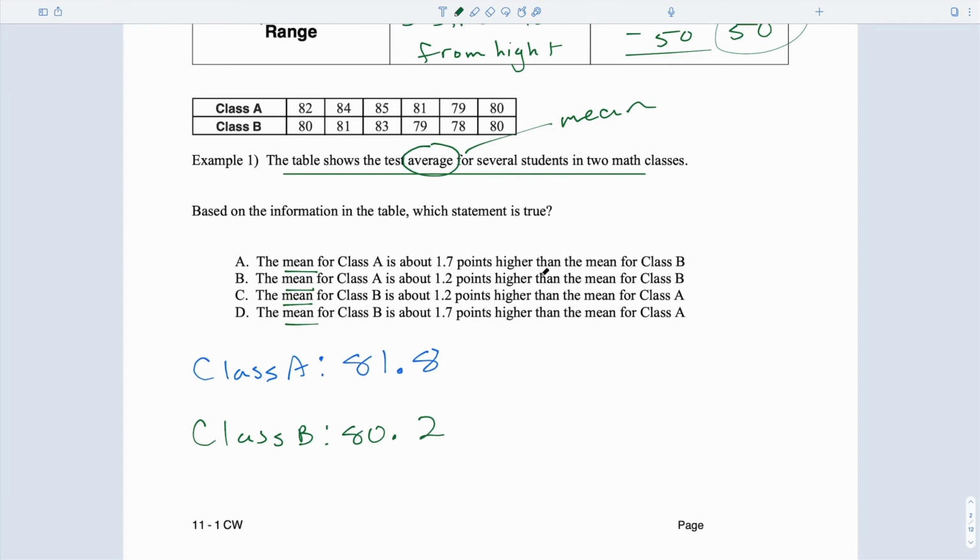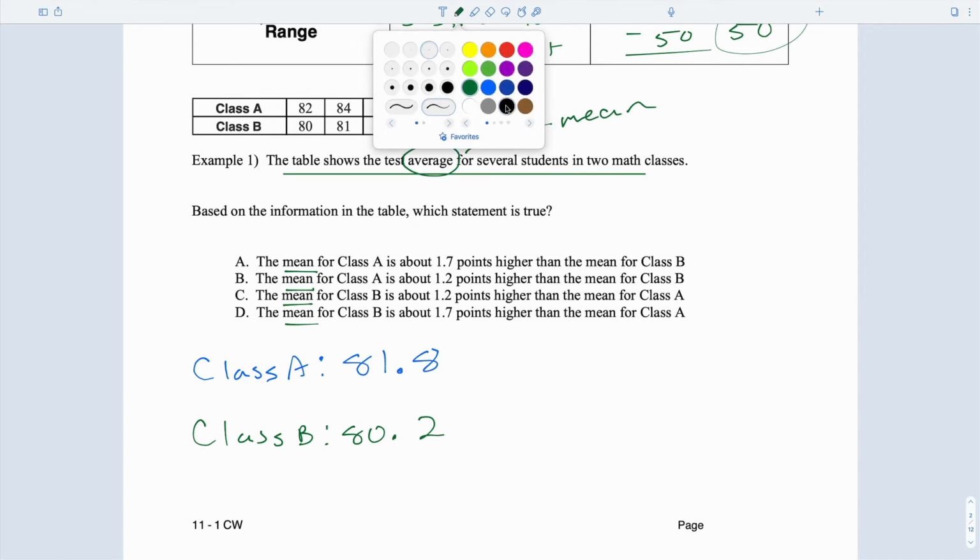You have your two mean numbers for Class A and Class B, but it's asking which one's true, and they want to know which one's higher. Subtract them. 81.8 minus 80.2. And what's the difference, Kingston?